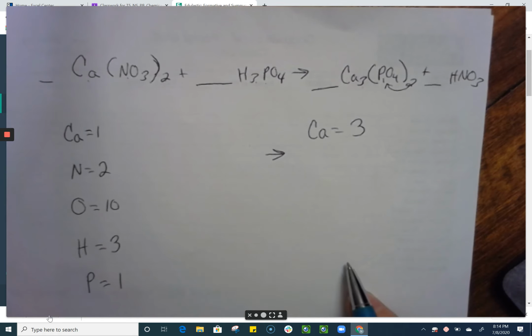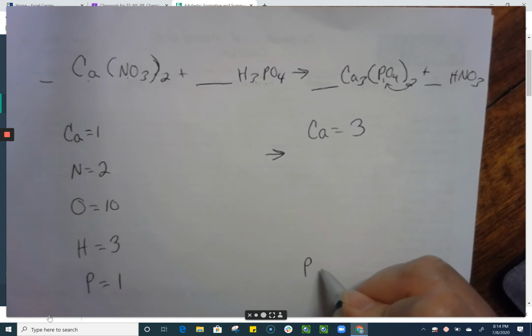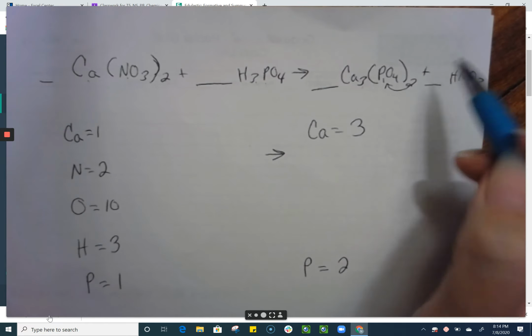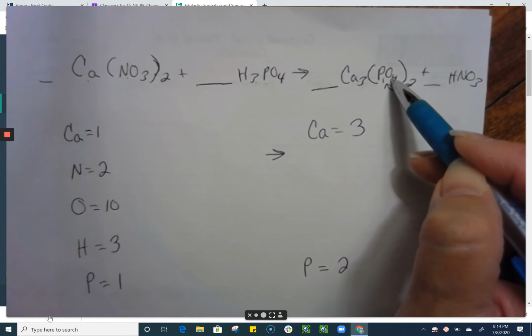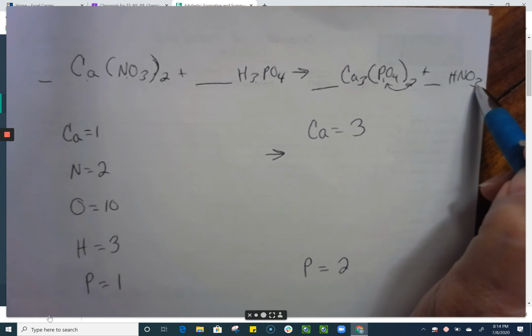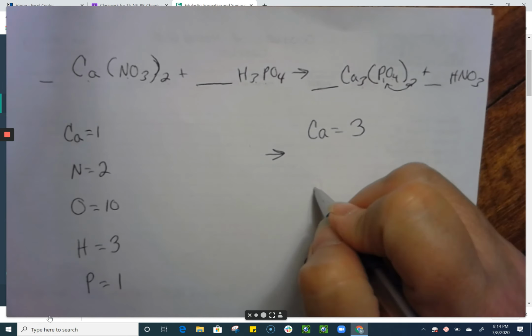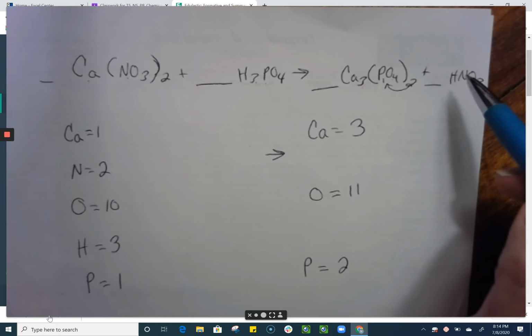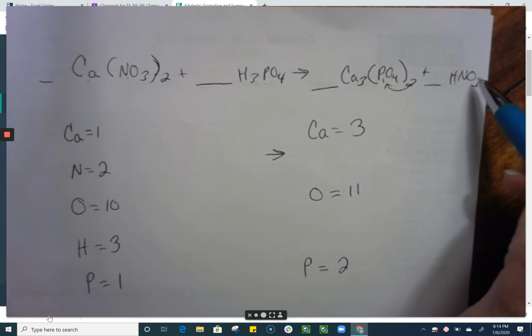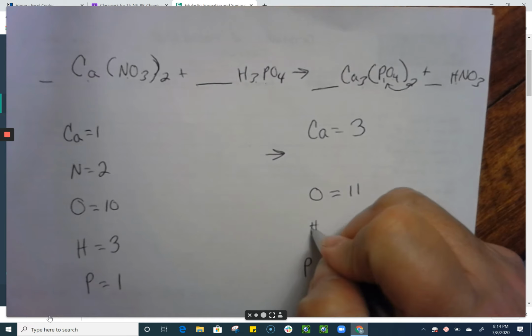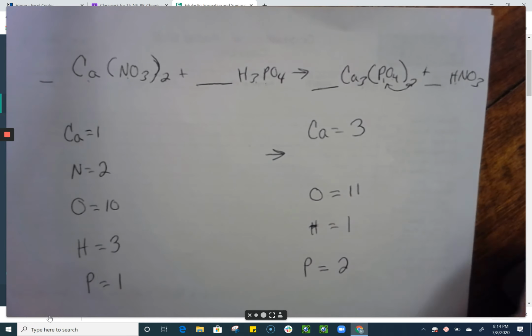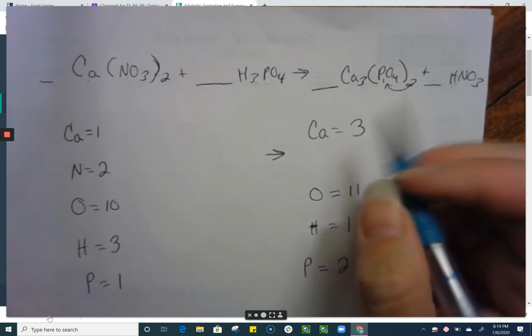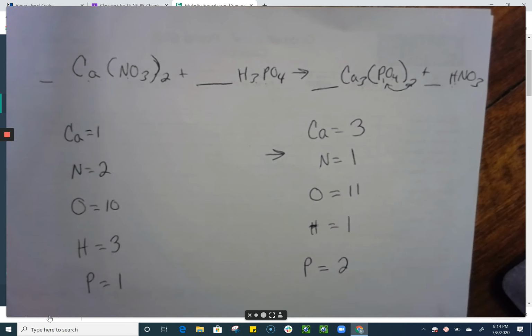And I'm going to write that down here across from the other P so I can look at them a little bit better. So that's 2 phosphorus. And then I have 2 times 4 is 8, plus 3 more. That's going to give me 11 oxygen. That's going to be lovely. And hydrogen, I just have 1. And nitrogen, I just have 1.